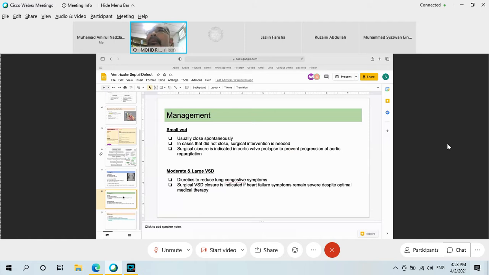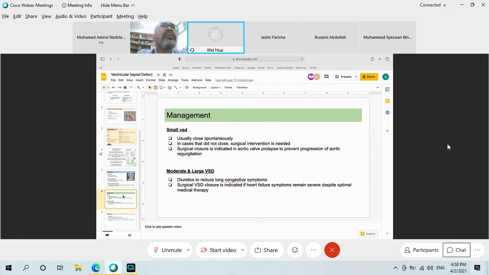Any questions on VSD from the members or from the presenter group? Any questions? Okay, who's presenting just now? One question. Me, doctor. Wei Hua. Yeah. So which chamber will be dilated in VSD? Left side or right side chamber? Left ventricle or right ventricle? The right ventricle.